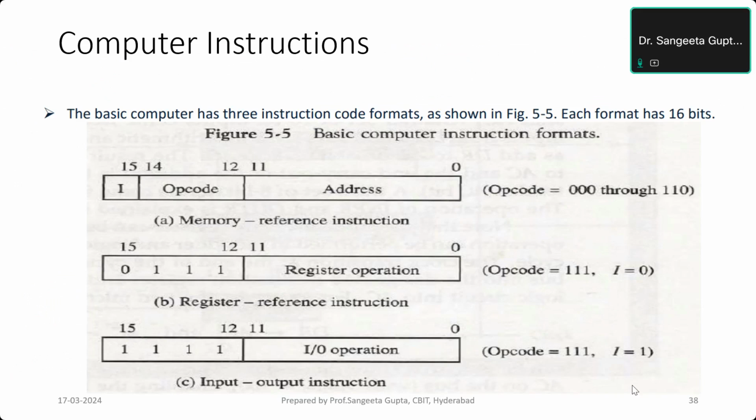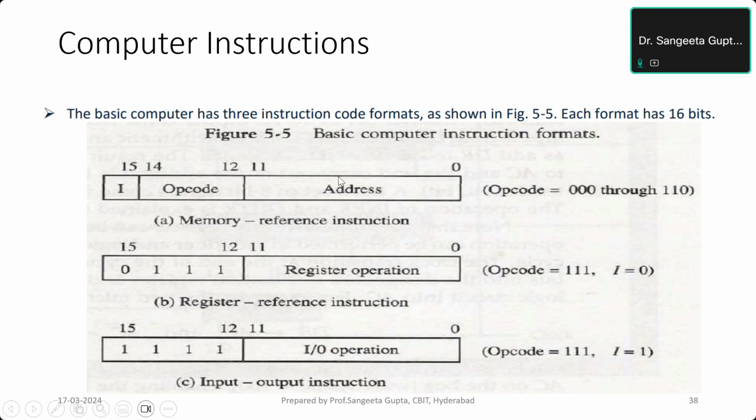Today, we are going to discuss the different instruction code formats associated with the computer. The basic computer has three different instruction code formats: memory reference instructions, register reference instructions, and input-output instructions. For each instruction format, the size of the instruction is taken as 16 bits, from 0 to 15.